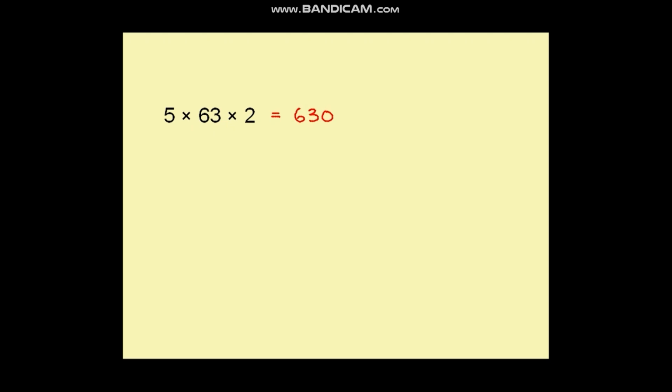I want to work out the answer to this question in my head. Now to do this, I could do 5 times 63 and then times that by 2, but that's quite difficult, and I know that when I'm multiplying, the order I do it in doesn't matter. So what I'm going to do is 5 times 2, that's 10, and then multiply that by 63 to get 630. Doing this makes the question much quicker.